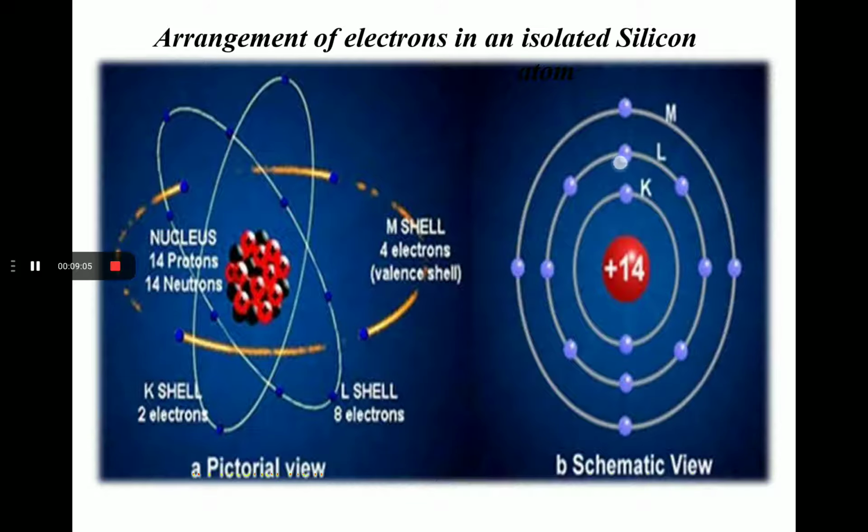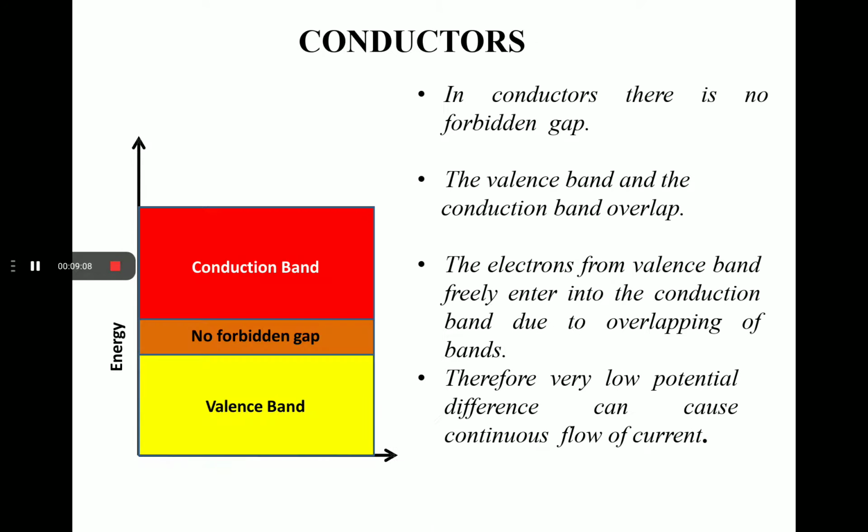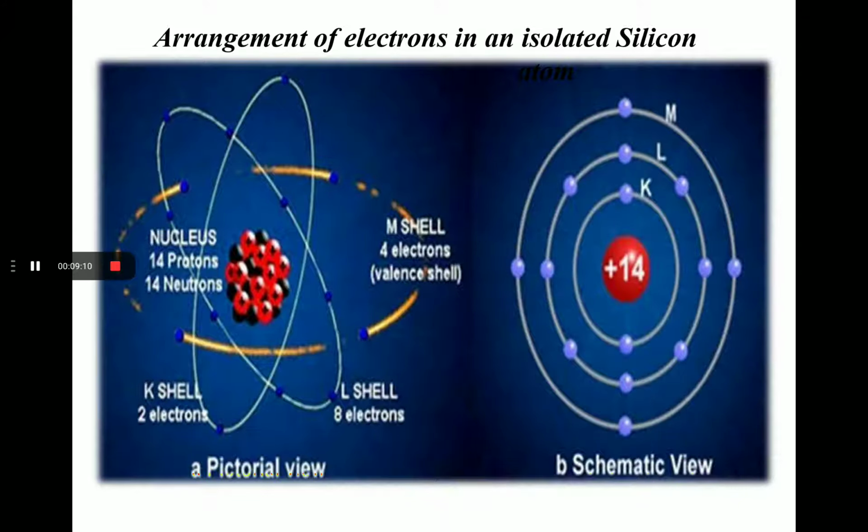Then let's consider the second orbit. The second orbit electrons will have one energy level, because the force of attraction between the nucleus and the second orbit is different from the first orbit, so the energy level is also different. The neighboring silicon atoms also have almost similar energy levels for the second orbit. The millions of nearby silicon atoms each have a filled second orbit.